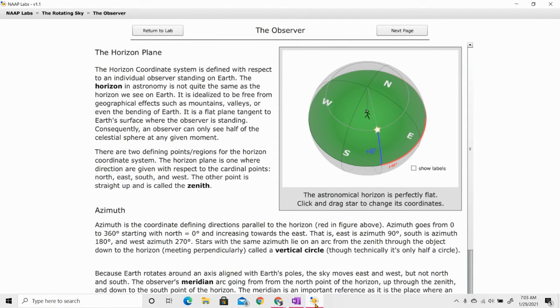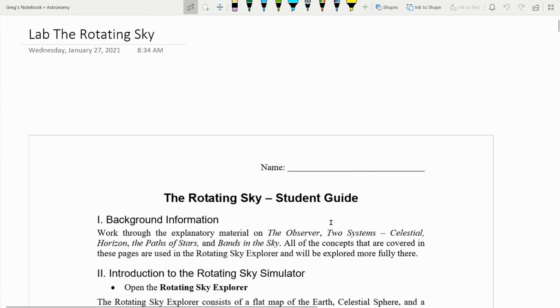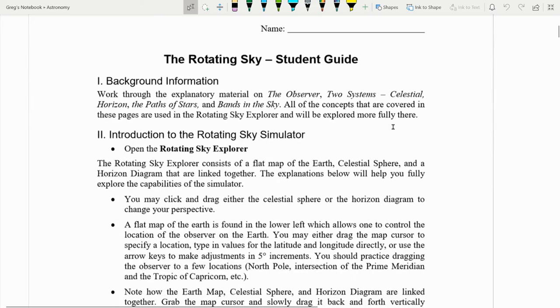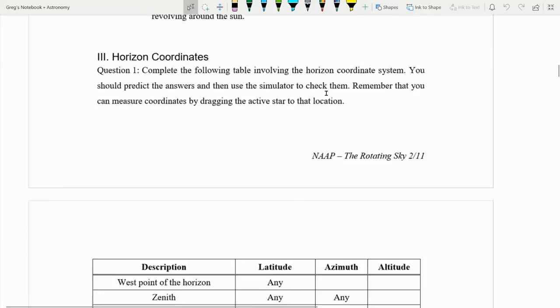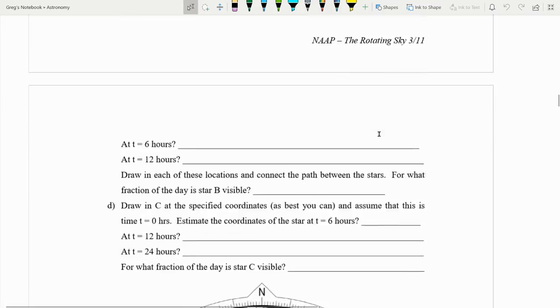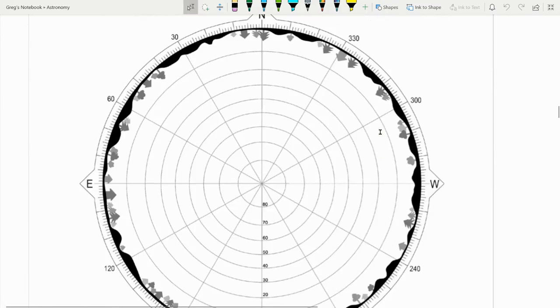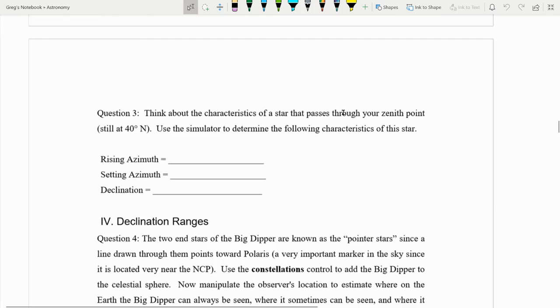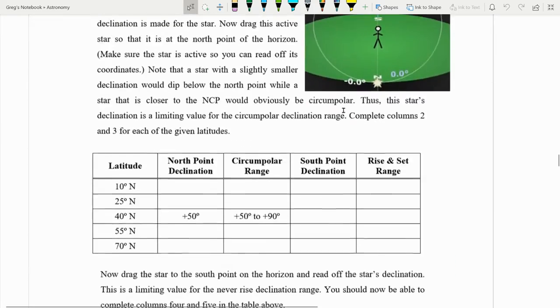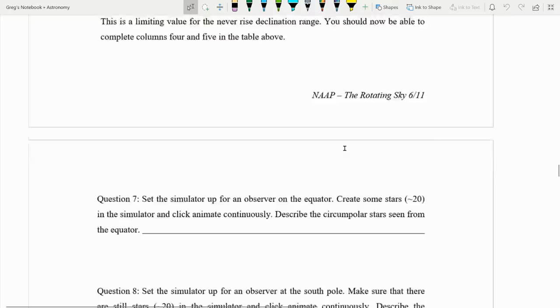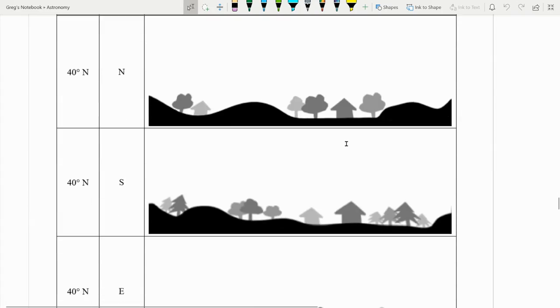All right, let's take a look at this lab, the rotating sky. The rotating sky student guide. And this is what we're going to fill out as we go down through. You'll see all these little blank spots. Here's a map of the celestial sphere. It's called the fisheyes view. And some other neat stuff as we come down through here. Okay.